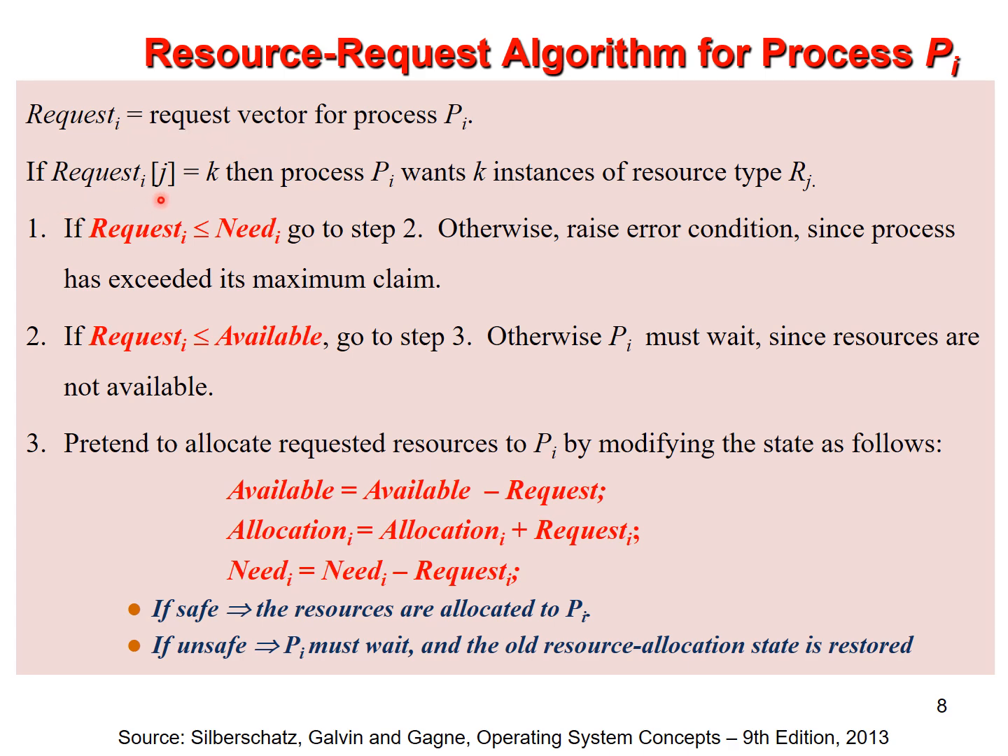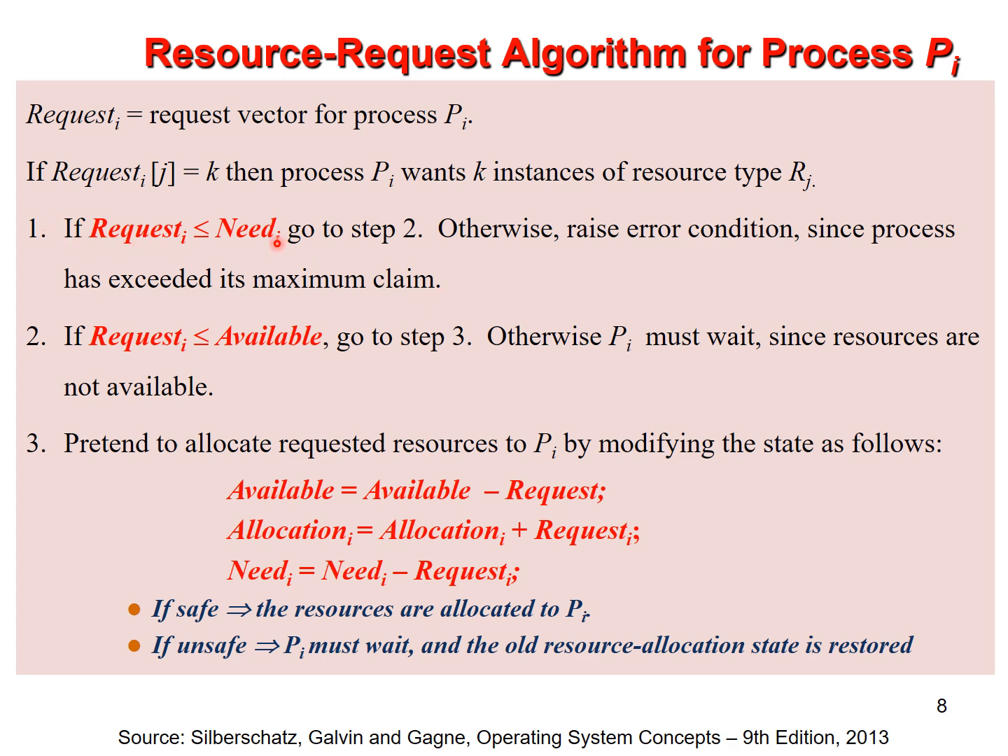If the request vector is equal to k, it is understood that the process Pi wants k instances of that particular resource type Rj. The first step is to check whether the request made is less than or equal to the need. If that is the case, we proceed. Otherwise, we raise an error condition because the process has exceeded its maximum claim. It needs some resources, but it is making a request for more than that. So we have to raise an error condition.